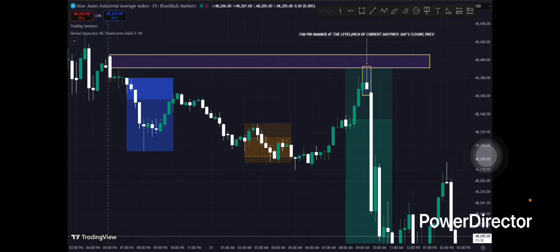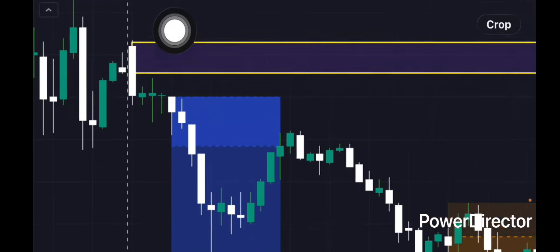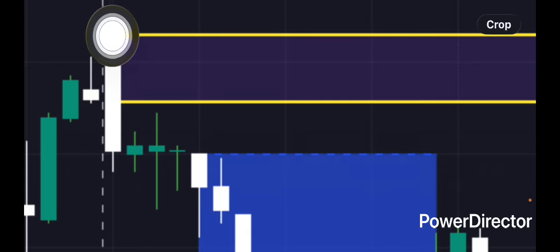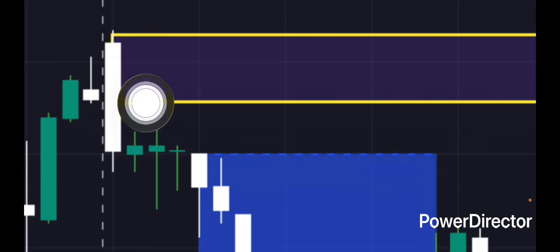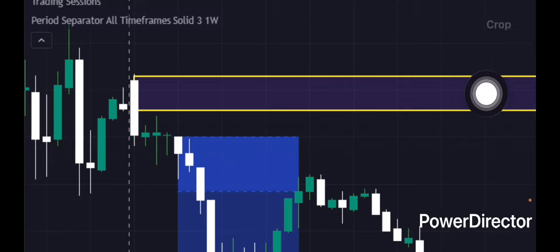So here we're looking at the DJ on a 15-minute time frame, okay? You can see we have this 15-minute pin hammer at the level, okay? We are at the current day's high of the day level, which is also the previous day's closing price, okay? And this is a level, it's not a specific price, it's an area, okay? It's an area. I picked the top of this. You can see the range that I chose, right? The wick of this candle and the body of the previous little candle right there, okay? So that's the area, that's the level.